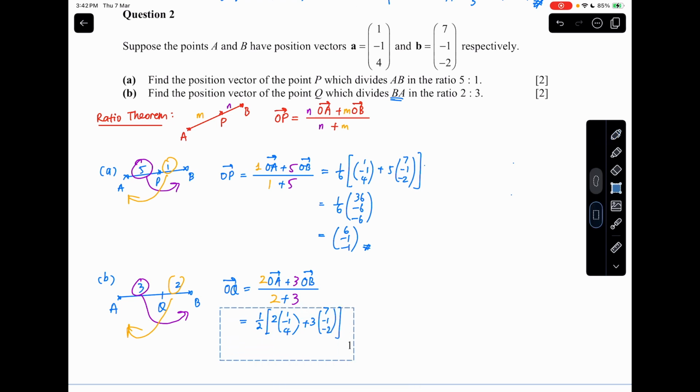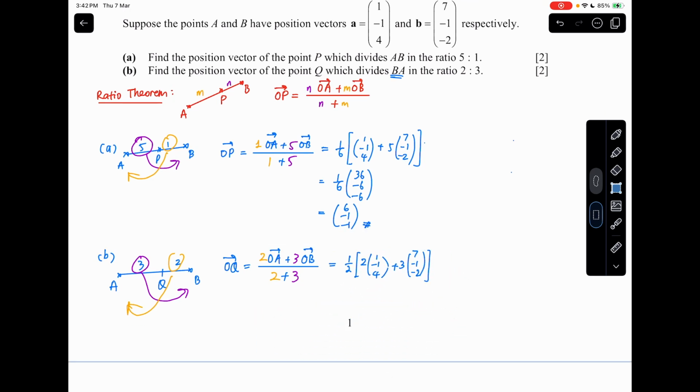Let me shift this. Okay, shifting this here. So we have half of 2 plus 21, so 23. Negative 2 plus negative 3, so negative 5. 8 minus 6. So this is 2. So this would be our final answer for part B. So this is how we use the ratio theorem, which is very easy. Very, very easy, and something that you need to do as fast as possible.